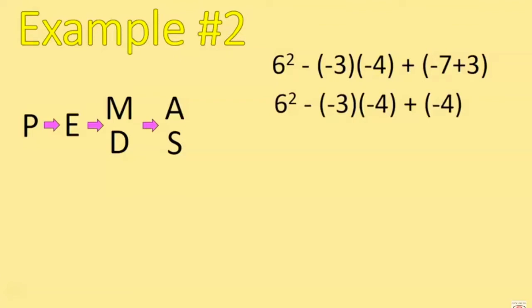Now we have this step. We've simplified everything inside of parentheses. Now we're going to do exponents. 6 to the power of 2, or 6 squared, is simplified to 36. Notice everything else has remained exactly as it is. Now we have the operations of subtraction, 36 minus negative 3. We have multiplication, negative 3 times negative 4, and we have addition, plus negative 4.